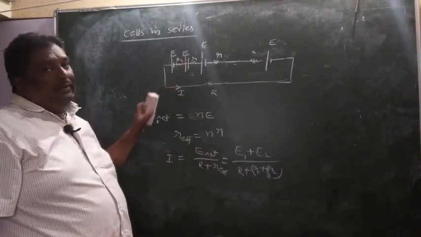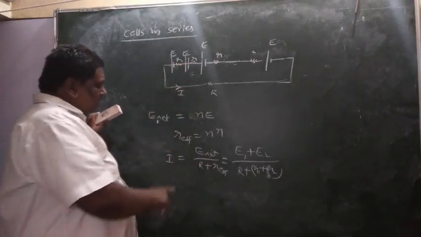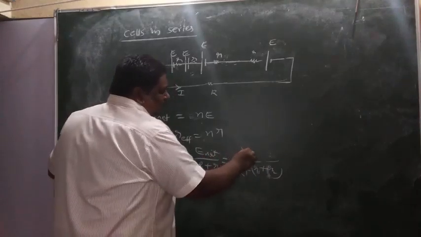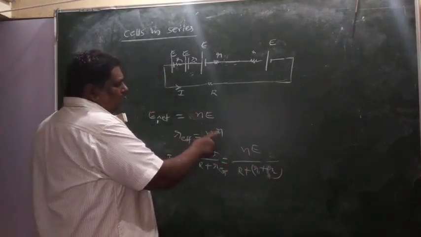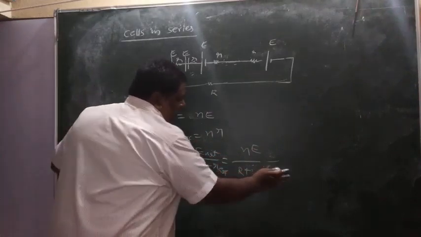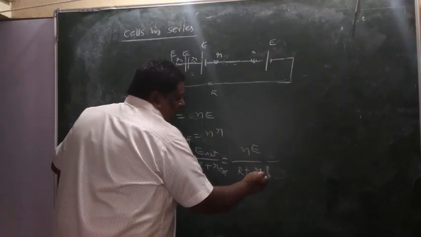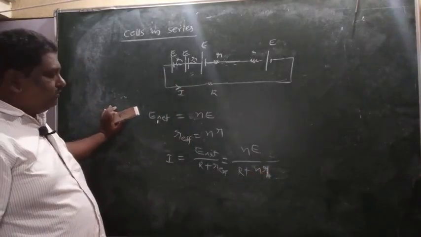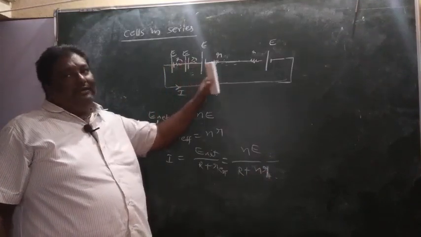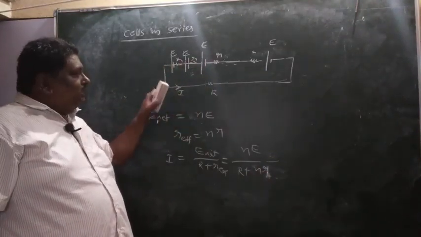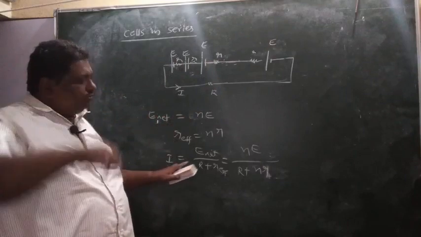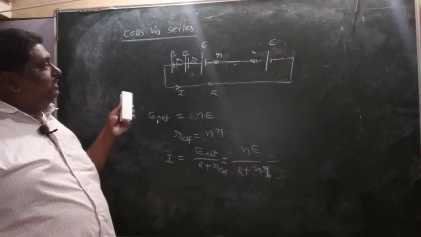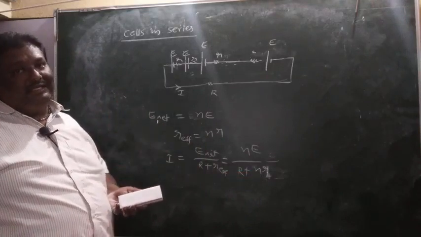What is the total current passing through the circuit? Total current I is equal to total voltage by total resistance. It is equal to nE, total voltage, by R plus, here how much is it? R effective means nr. So when so many cells all have equal values, the current is equal to total voltage by R plus nr. This is the cells in series.